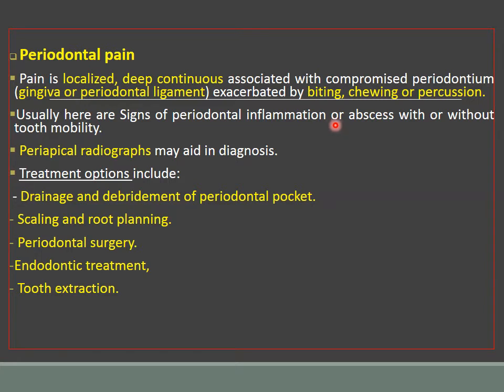Treatment options for periodontal disease: drainage and debridement of the periodontal pocket, scaling and root planing, periodontal surgery for the elimination of the periodontal pocket, removal of the destructed bone, and sometimes endodontic treatment associated with the periodontal treatment when there is severe destruction of the periodontal tissue reaching the periapical area. And if there is no resolution of this condition, you might reach tooth extraction too.